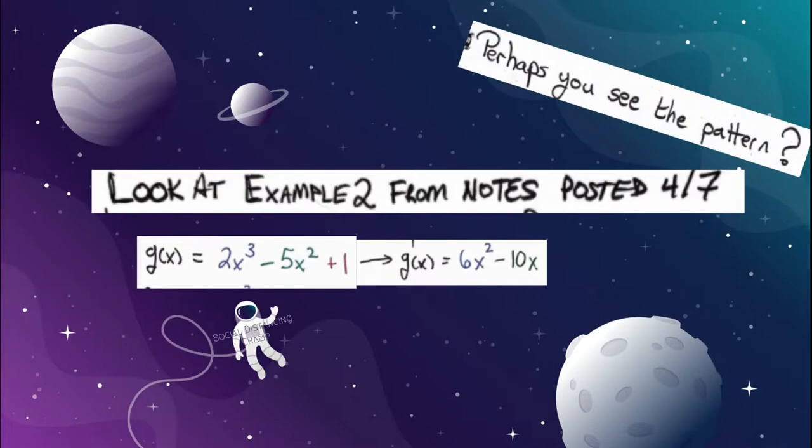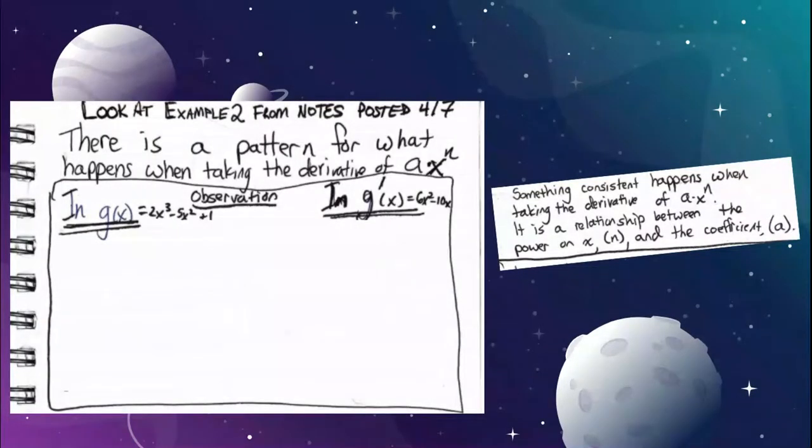There's a pattern in there. It is not very obvious, but it is there. If you look at the blue terms and you look at the green terms, perhaps you have a little itch in your brain that you're like, I think I maybe see something, but that's probably not it. But we're going to dissect this a little bit and talk about it. So there's something very consistent that happens when you take the derivative of something of the form a number times x to the power. There's a relationship basically between that power on the x and that coefficient a. And we're going to dissect that example to see what it is.